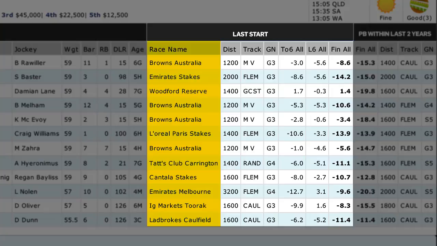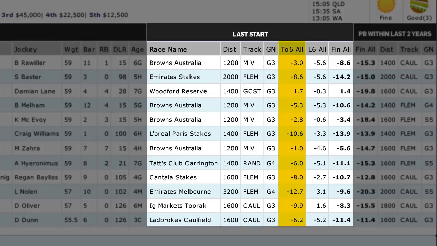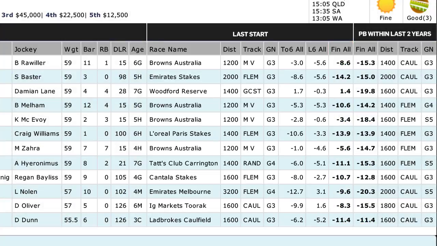Race name helps identify key patterns of races that trainers are using as a stepping stone to the feature group races. It also displays the distance, the track and condition of the going that relates to its most recent start. To the 600 is the benchmark figure to the 600 metre mark regardless of the race distance, with the last 600 metre benchmark added to create an overall finishing benchmark of the lead-up race.